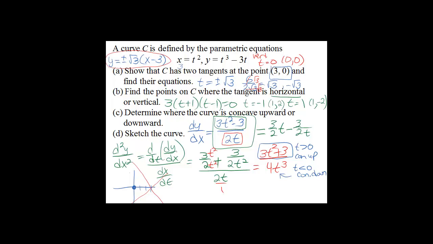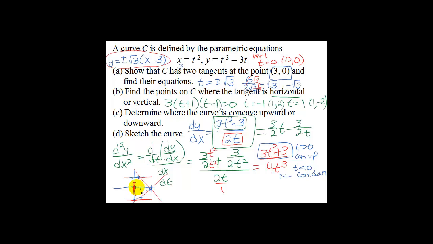And then we're going to have horizontal tangents at the point 1, 2. So at 1, 2, we are going to have a horizontal tangent. Let's put that in another color, horizontal tangent. And at the point 1, negative 2, we're also going to have a horizontal tangent. And then we had the vertical tangent at 0. So let's put this information together.